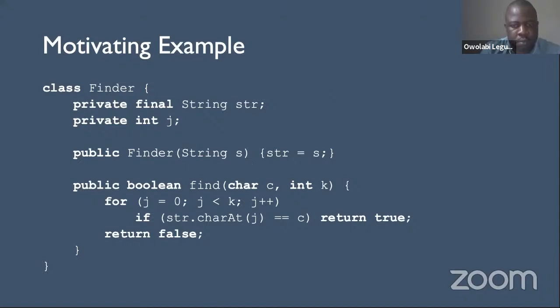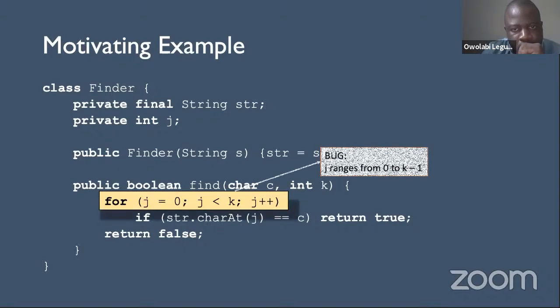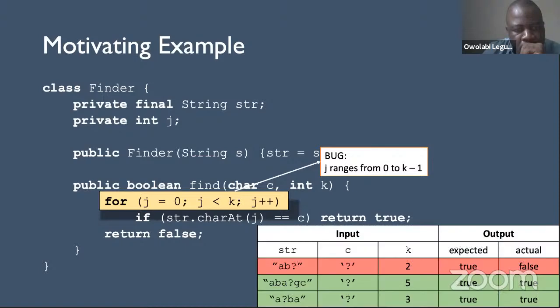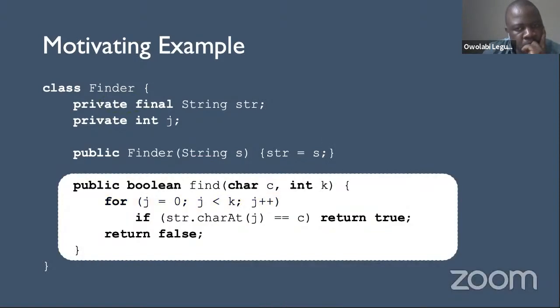Suppose that we have implemented the program in the following way, wherein the for loop is problematic and buggy because the variable j ranges over 0 to k minus 1 instead of k. And that's why this program will fail in the first test case where the question mark occurs as the last character of the string.